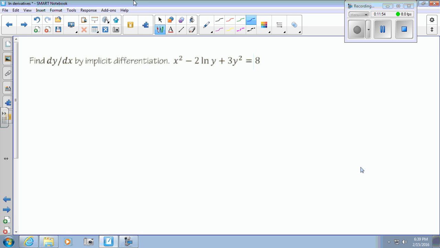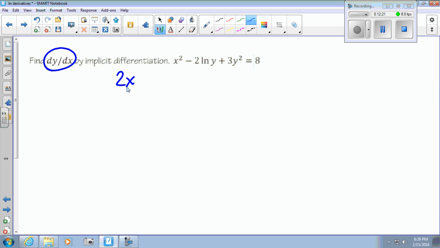Okay, one last example. Implicit differentiation. Implicit means that we've got two variables, we've got x's and y's in the same problem. We're taking the derivative, notice, dy dx with respect to x. So anytime we take a derivative of a y, we have to put in the dy dx. It's like a chain rule.